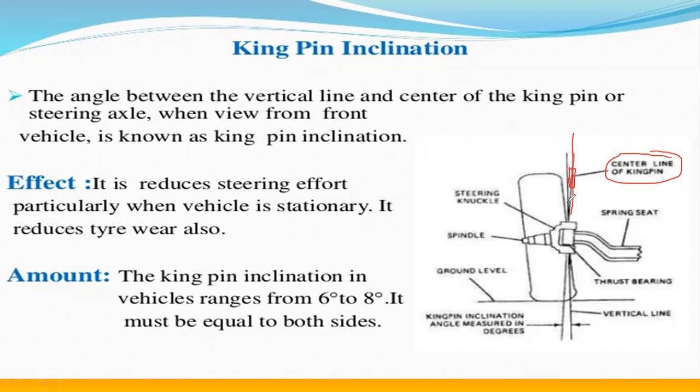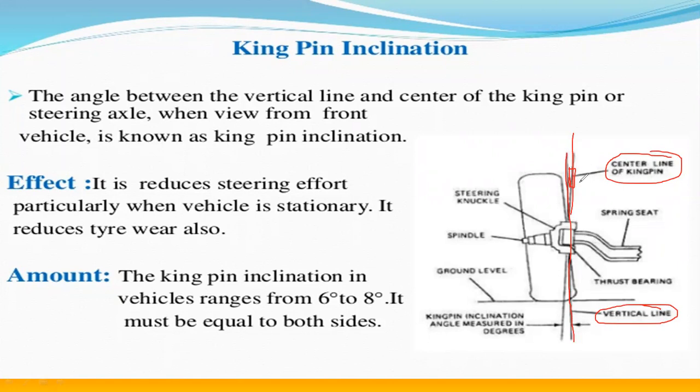And the vertical is where the tire touches the ground. The tire touches the ground at this level, and this is the vertical line. The angle between the kingpin center line and the vertical line of that wheel is called the kingpin inclination angle.